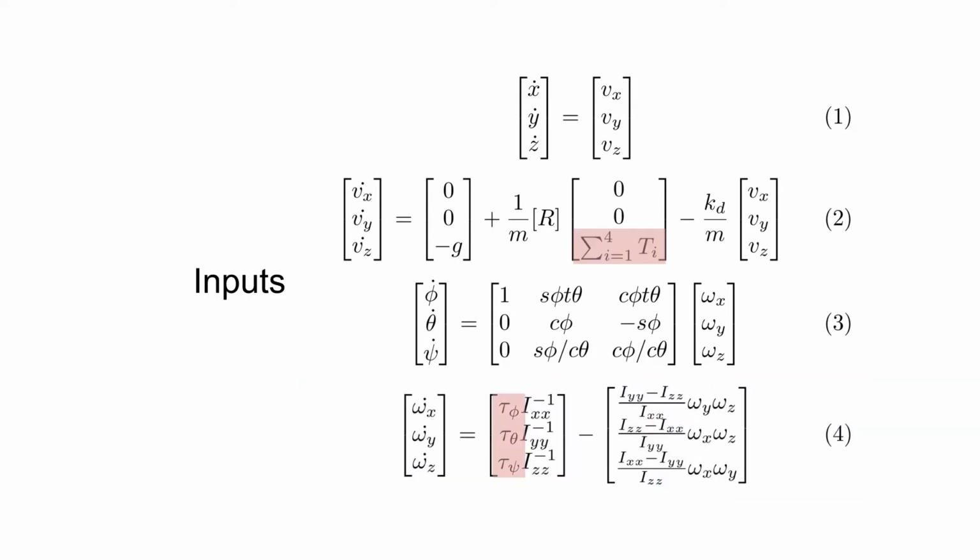The inputs to the system are the thrust generated in each of the 4 rotors, which are used to calculate the total applied thrust and applied torque. This model includes gravity, drag, and inertial effects, but neglects more complex aerodynamic phenomena such as rotor deformation.